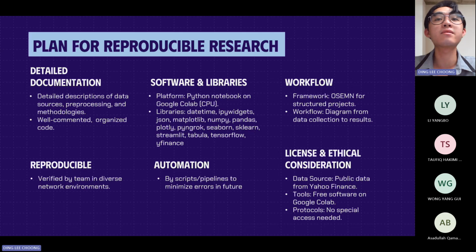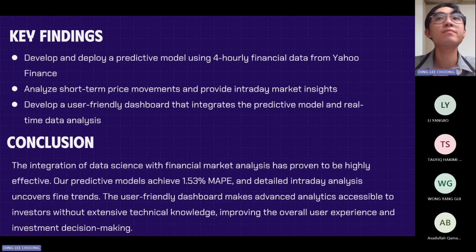Additionally, our data is collected from public sources like Yahoo Finance, and the software used is free and accessible through Google Colab. This approach requires no special access or permission, and it encompasses license and ethical considerations. By implementing these 6 points, our result can achieve reproducibility. That's all from me. I will pass it to Liang.